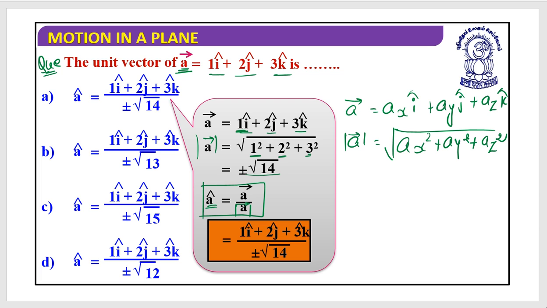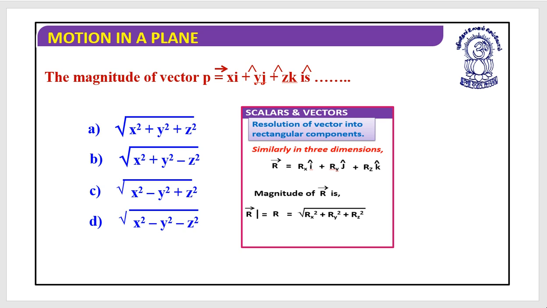So the unit vector of a would be equal to the vector itself divided by root of 14. You can write it like this: 1 i cap divided by root of 14 plus 2 by root of 14 into j cap plus 3 by root of 14 k cap. This is the unit vector of a. Yes, this would be the answer. Got it? Can it be done by you guys? Are you sure? Great. Let's move to the next.